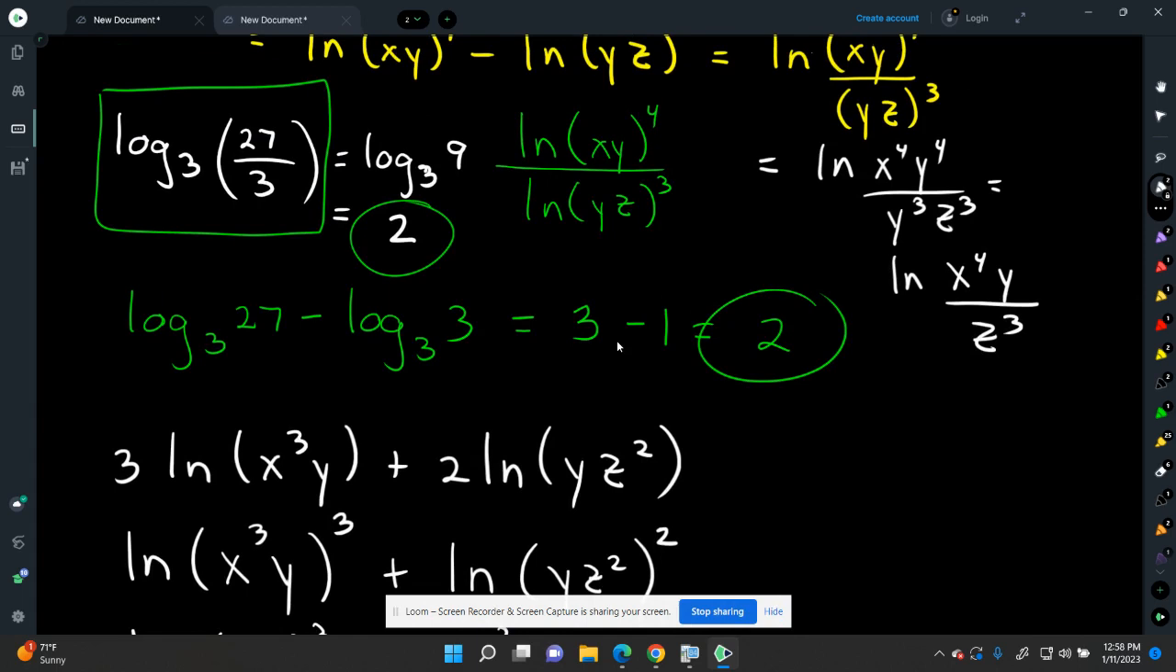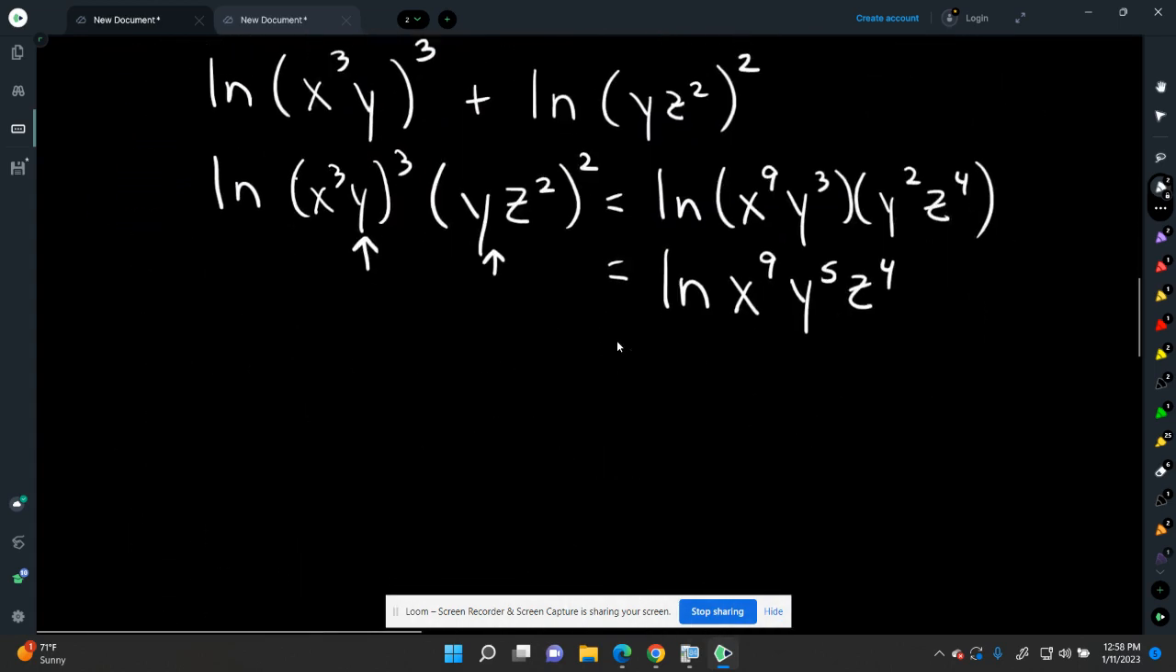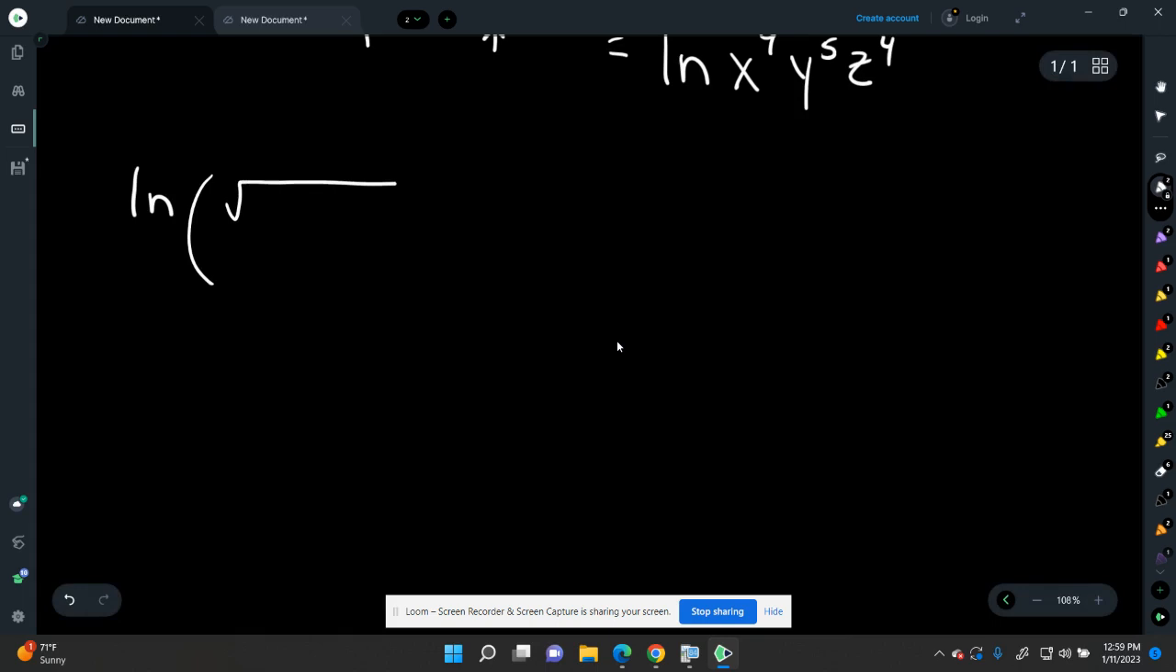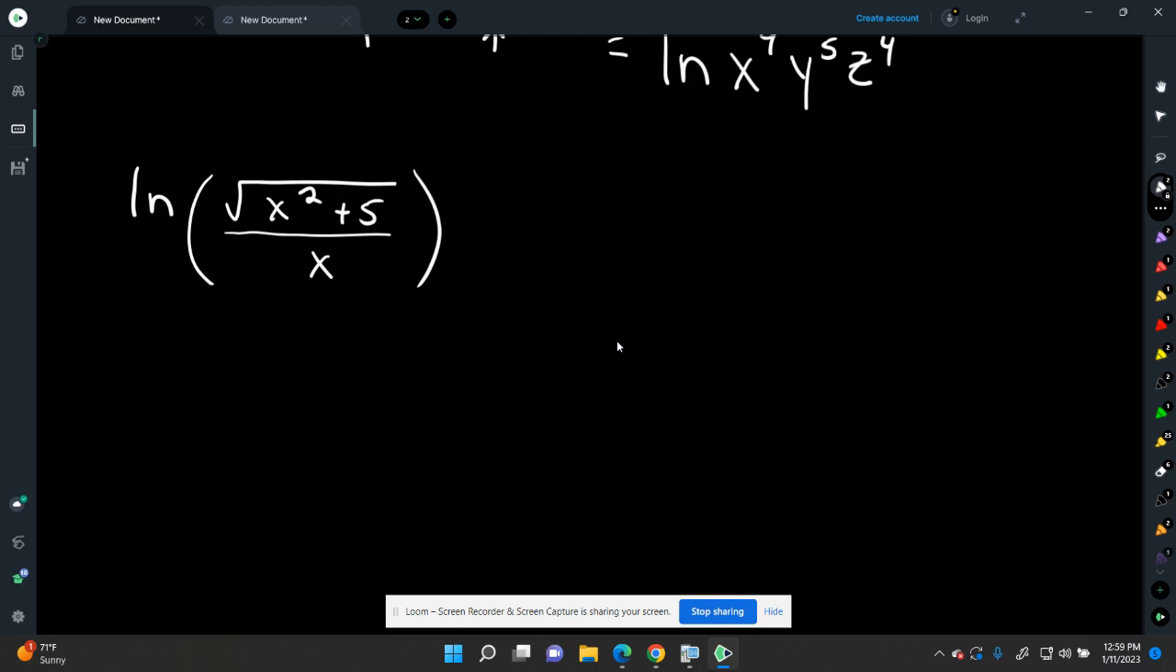We're going to look at a harder one. This one's really hard. Ready? Okay, I have the natural log of the square root of x squared plus 5 over x. Let's expand this one. Any thoughts? Subtraction. Okay.